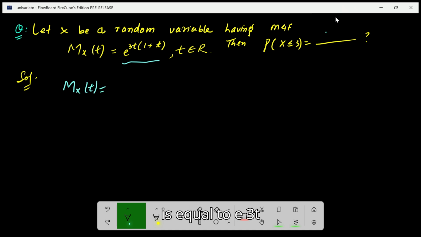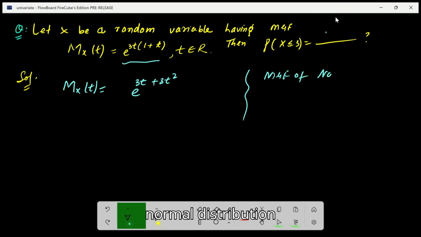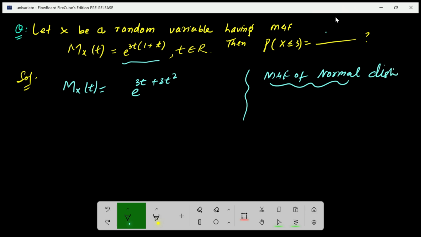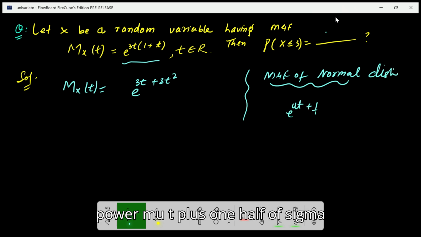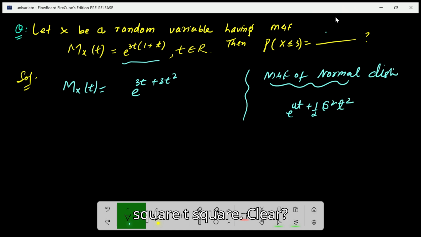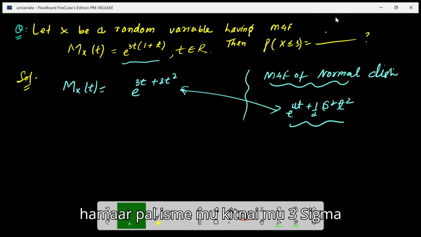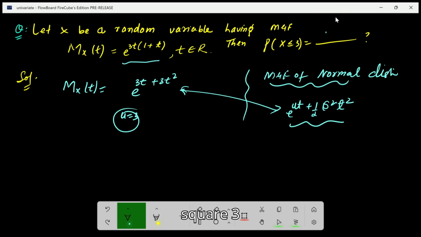M_X(t) इज इक्वल टू e^(3t + 3t square) एंड यू नो MGF ऑफ नॉर्मल डिस्ट्रीब्यूशन. MGF ऑफ नॉर्मल डिस्ट्रीब्यूशन क्या होता है, e to the power mu t plus 1/2 of sigma square t square. क्लियर है. ये MGF है किसका, नॉर्मल का. एंड सी इसको और इसको देखो सिमिलर है ना. तो यहाँ से हम क्या कर सकते हैं, यहाँ से हमारे पास इसमें mu कितना है, mu 3 है. अब sigma square की बारी है.